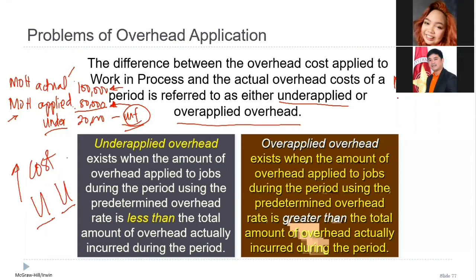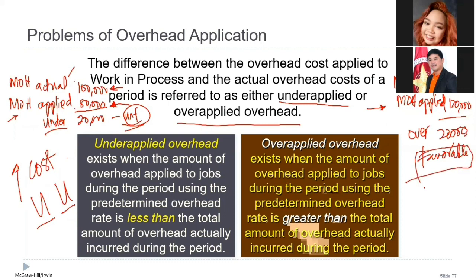MOH actual, 100,000. But you applied, MOH applied, 120,000. So may 20,000 tayo na over-applied. Paano ba siya i-analyze? In-estimate mo na 120,000 yung ating overhead. Okay? Pero it turned out na 100,000 lang pala. So nataasan natin yung cost natin. So eventually, pati yung selling price natin tumaas din. Okay naman sana sa atin kasi favorable siya kasi ang actual cost lang talaga ay 100,000.